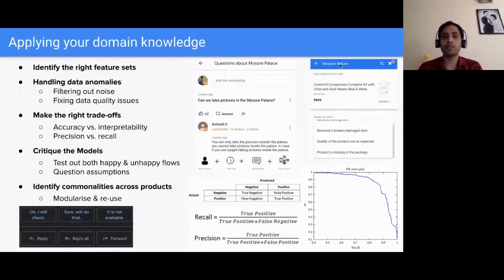Because as a PM, you're much more informed. You know all stakeholders in the ecosystem, and you're much more informed, right? So first thing is, how do I identify the right feature set? That is one way you need to apply your domain knowledge, right?